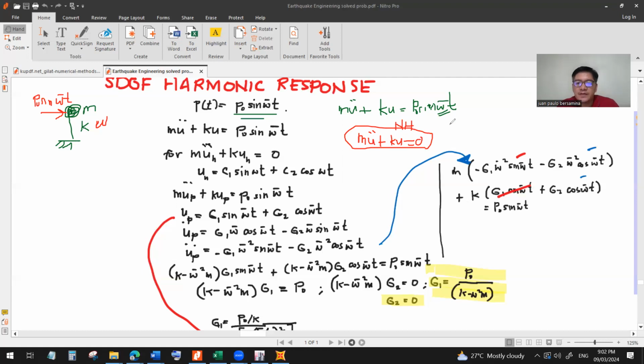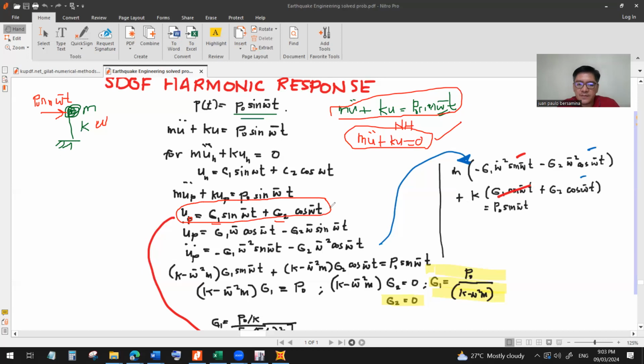Okay? So the solution for this is what we call the particular solution. That's why our assumed solution will have a subscript of P. So meaning u sub p, particular solution. Okay? So instead of using C1 and C2 from here, we're going to use G1, G2. Then sine omega bar t plus G2 cosine omega bar t. So this is our assumed solution.